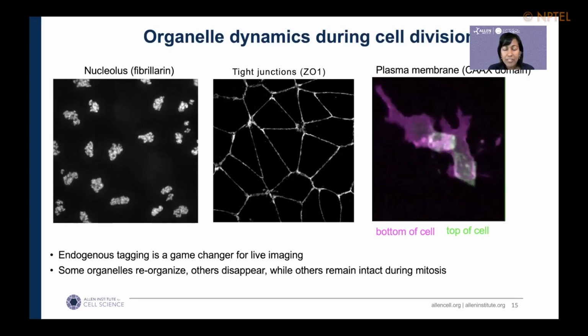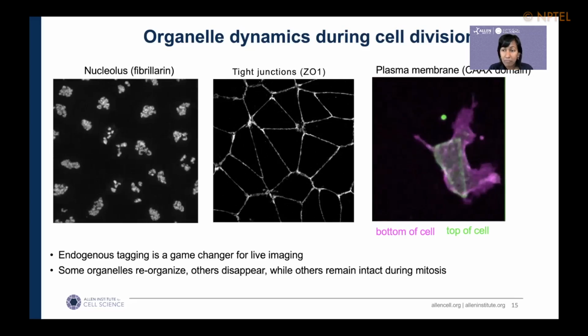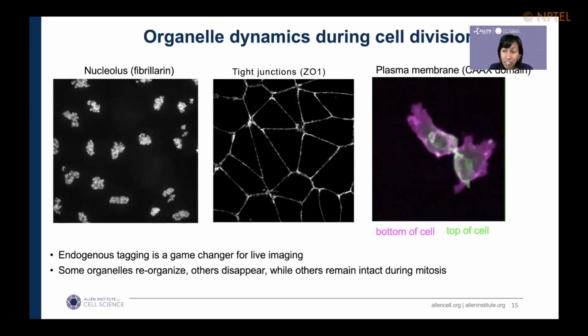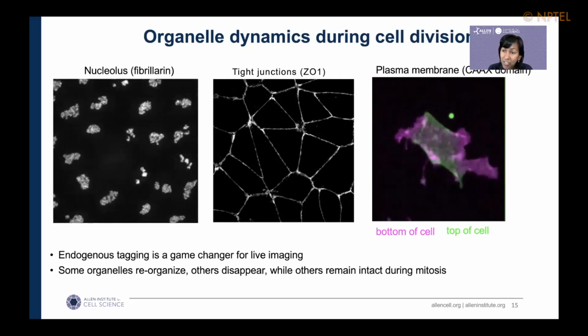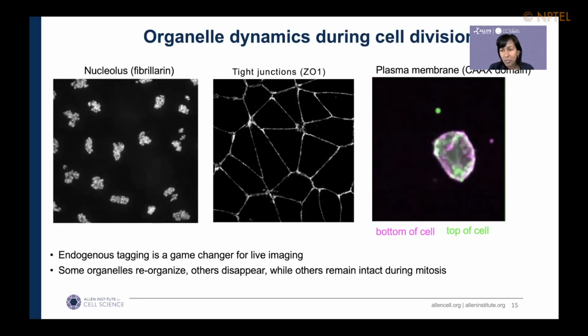So to summarize, this endogenous tagging is a game changer in cell biology because now we can visualize what's happening in the cell, the parts of the cell, how they're organized, and how they are different as they go through a process.